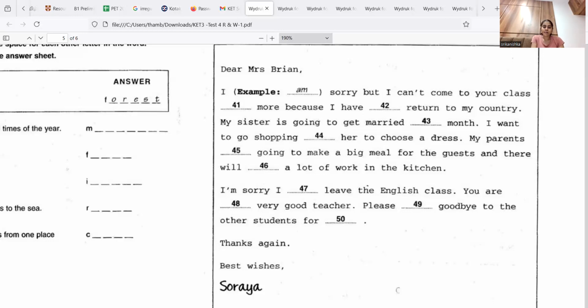Say goodbye to the other students for me. "For me" means on behalf of me, say goodbye to them. Write it down, 50: "for me", and "me" is underlined. Now you are going to read it. On behalf of me, or me yourself? Just me, only one word. The open-close is going to be one word. Okay Kanishka, you can now read it.